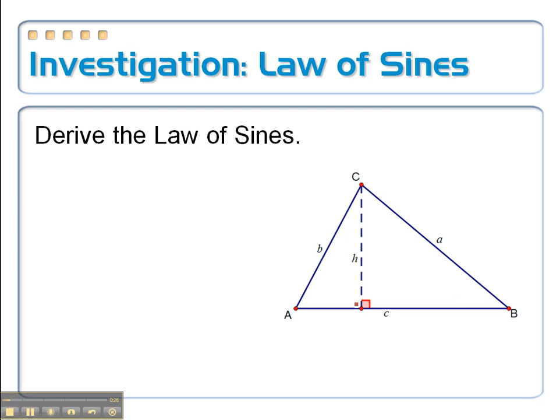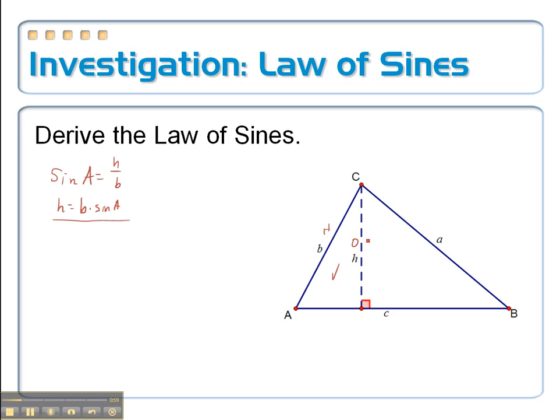Okay, and then we draw in this height. First, what we want to do is find the sine of angle A. So that's this left-hand right triangle. Sine is opposite over hypotenuse, so that should equal h over b. I want to get this in terms of height. I want to solve it for height, so I multiply the b over, and my height is equal to b times the sine of A. Okay, so here's our first equation.